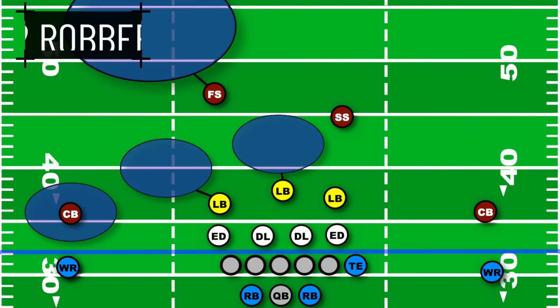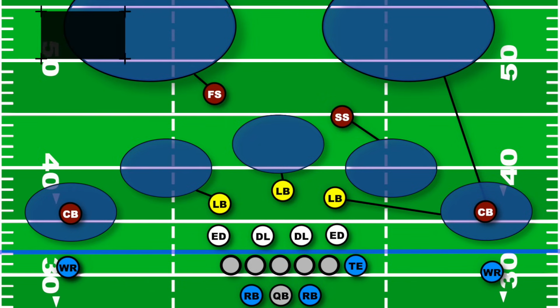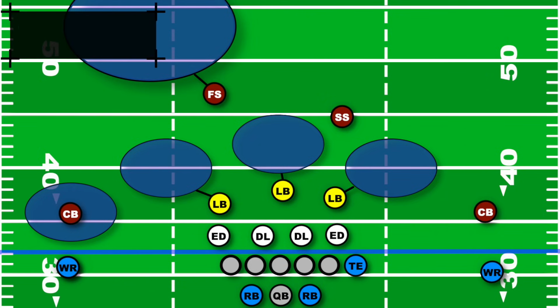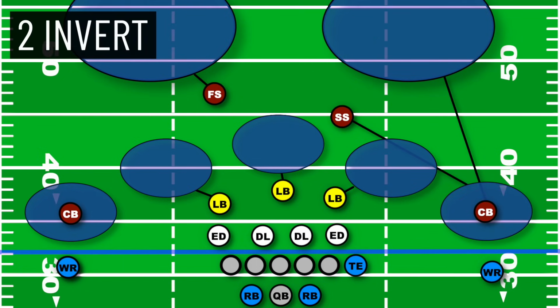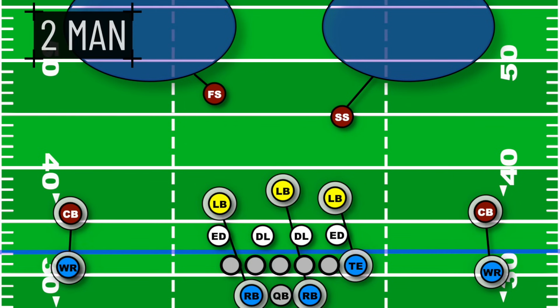2 robber sends a safety into the hook curl zone, the cornerback into the deep half, and the linebacker into the flat. In cover 2 invert, the cornerback and safety switch responsibilities, the safety covers the flat, and the corner drops deep. 2 man is just man coverage with 2 safeties deep.